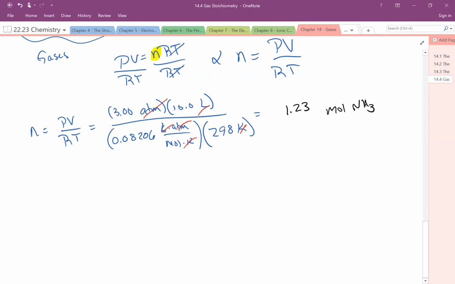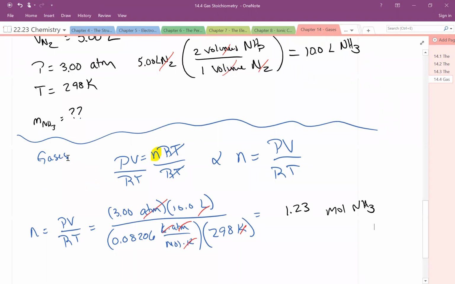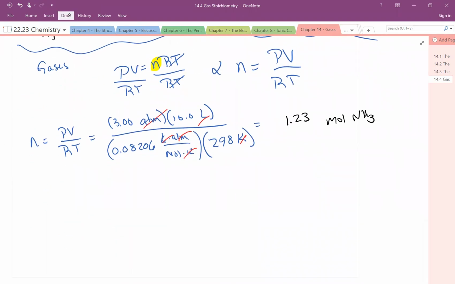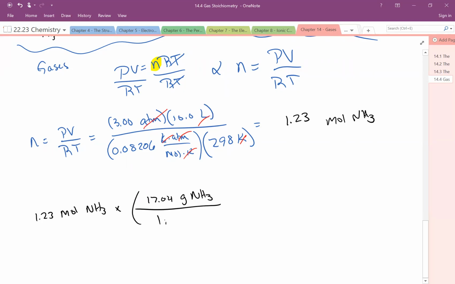And so now we're at mole, and we want to get to mass of ammonia, so let's multiply our moles by the molar mass in order to figure out how many grams we have. So 1.23 mole of NH3 times 1 mole, our molar mass being 17.04 grams of NH3 per every 1 mole of NH3. Canceling out my units, moles of NH3 cancels. I'm left with grams of NH3, which is exactly what I'm looking for. And if I do this math, I will get 21.0 grams of NH3.